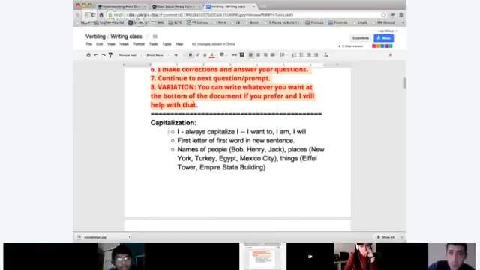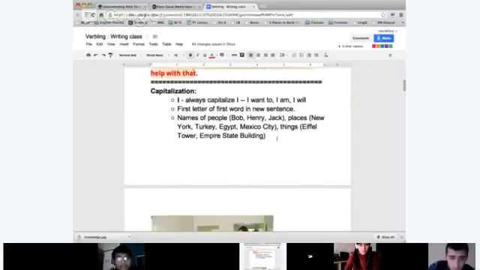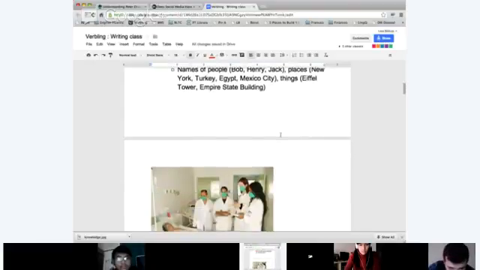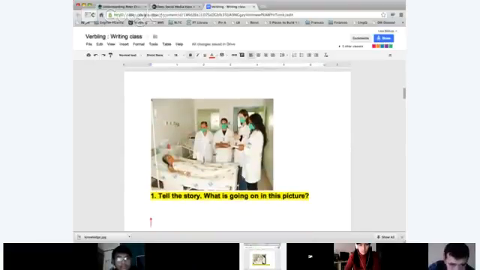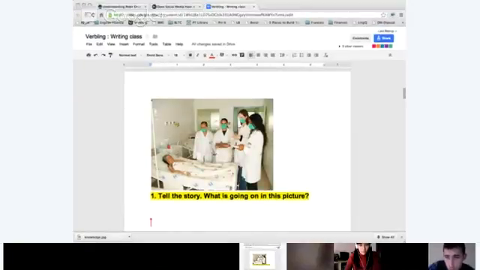So some things to remember is that we always capitalize I in English. We always capitalize the first letter of the first word in a new sentence, and also the names of people, places, things, okay? So here's the first one, for example. Here's a picture. You see there's some lady, she's in a bed, and there's some people here. They look like maybe they're interns or they're learning how to be doctors, something like that. You get to tell the story of what that is.